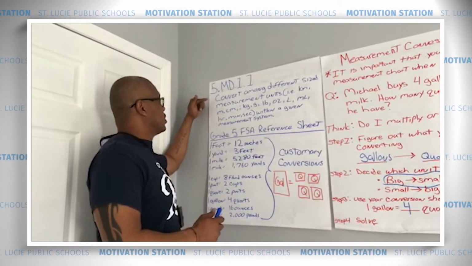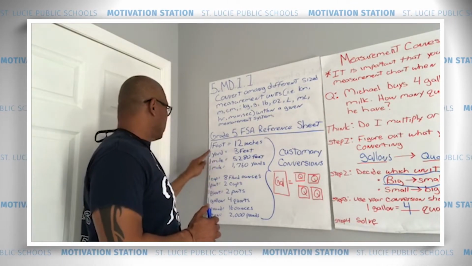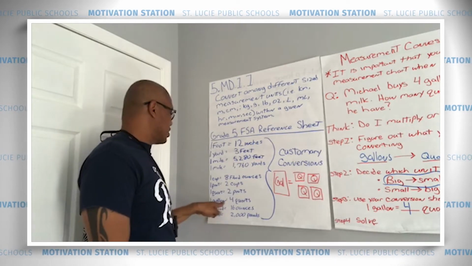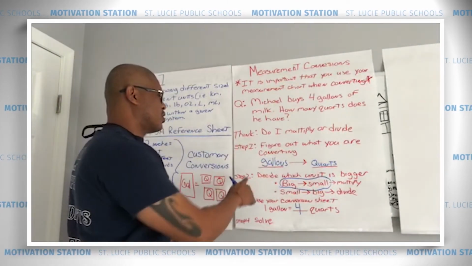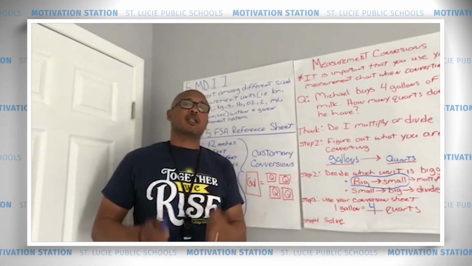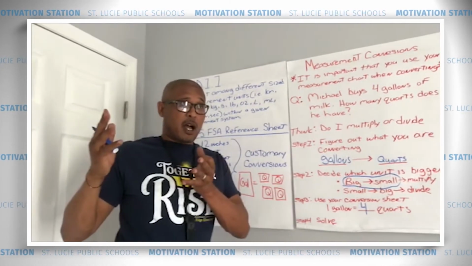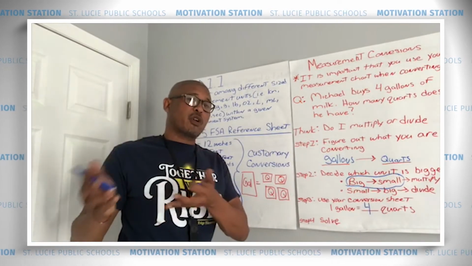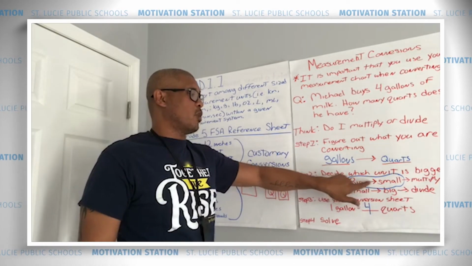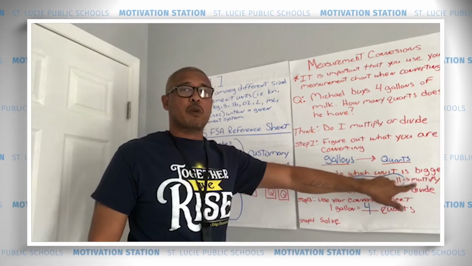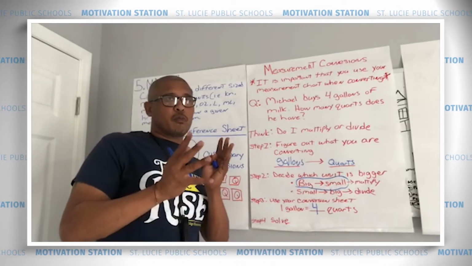So here I'm going to come to my conversion chart. I am going from gallons to quarts. Step 2, we're going to decide which unit is bigger. This is very, very important, because this is what's going to decide whether you're going to multiply or divide. And the simple rule is, if I'm going from a bigger unit of measurement to a smaller unit of measurement, I'm going to multiply. This kind of goes back to last unit when we're moving decimals.